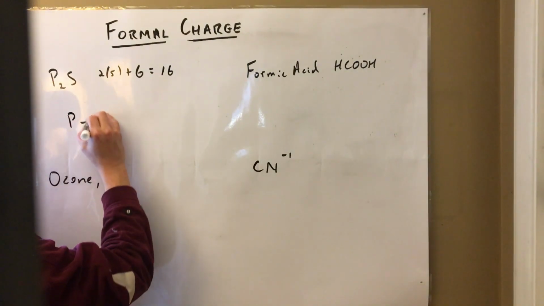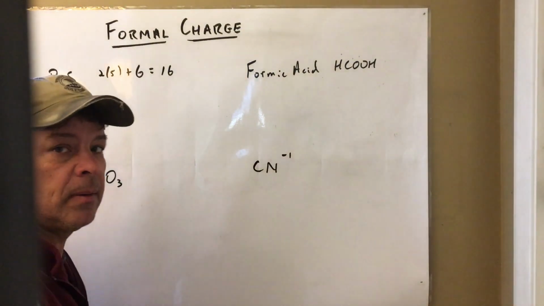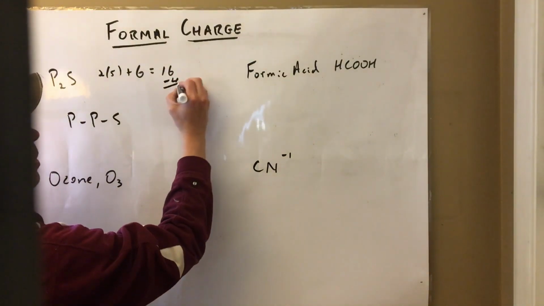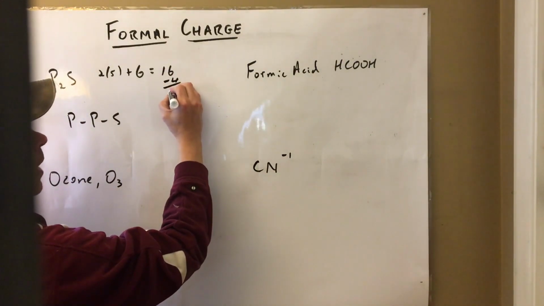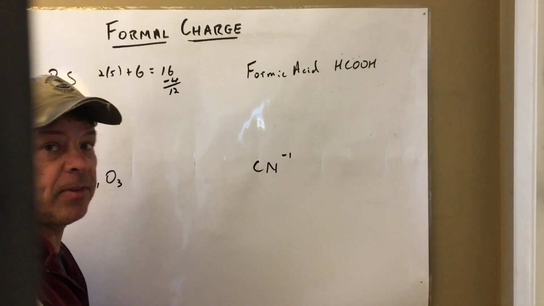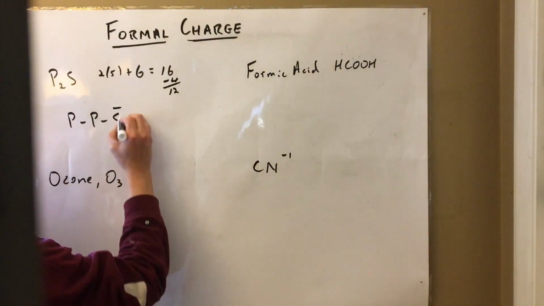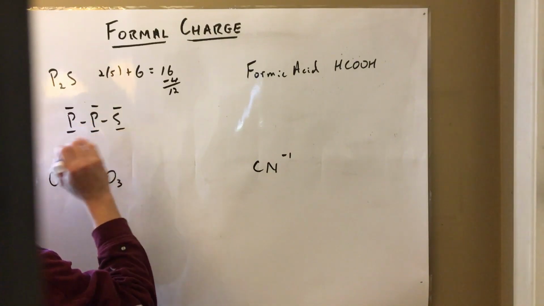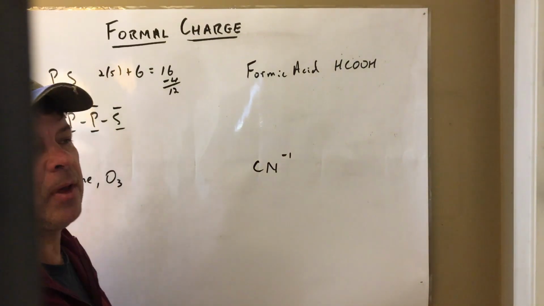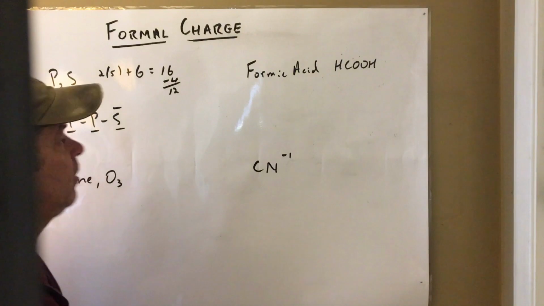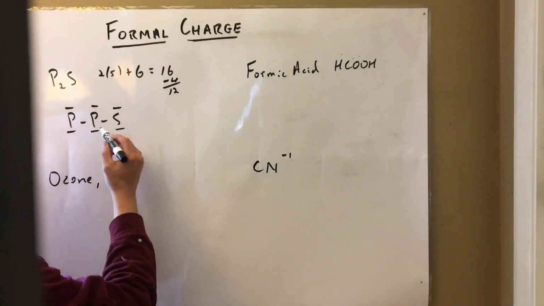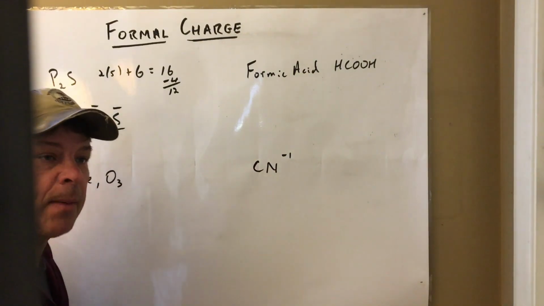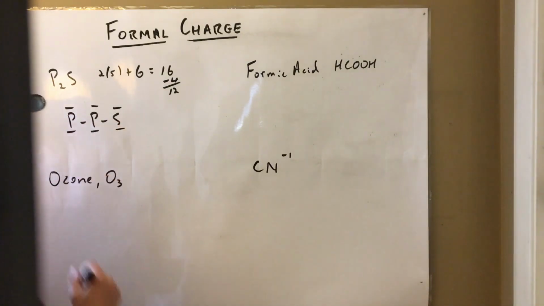Let's draw the skeleton. We just subtracted 4, so we have 6 pairs left. Let's distribute those: 1, 2, 3, 4, 5, 6. And of course now we look at whether the octet rule is being satisfied. We see that the central atom's fine, but the outside atoms are not.